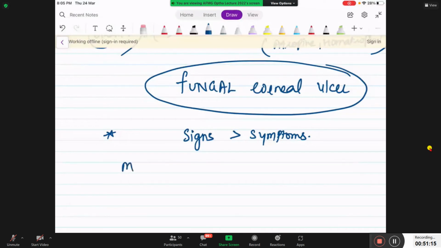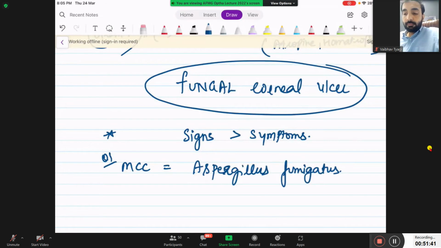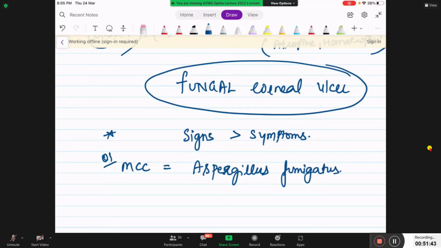Write down the most common cause of fungal corneal ulcer. Question, write down: most common cause. Answer is Aspergillus fumigatus. Aspergillus fumigatus is the most common cause of fungal corneal ulcer.